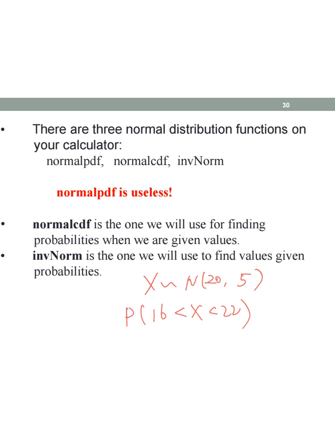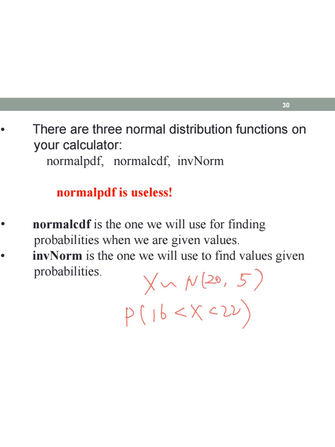For our class, we will use the second one and the third one. And for the first one, we never use it. Be careful about this part. The first function is kind of a garbage function. We never use it because PDF is related to the probability for x equals something, and the probability for x equals something is always 0. So don't use that function.